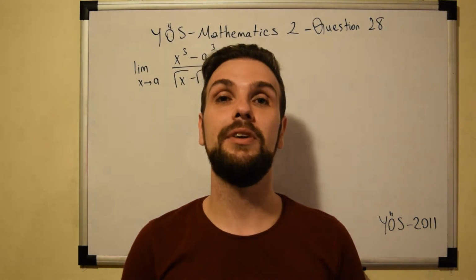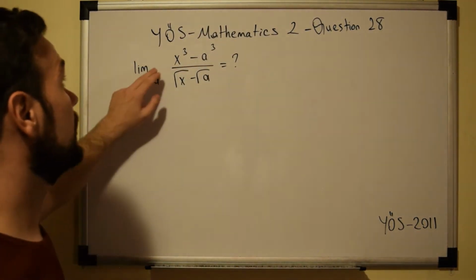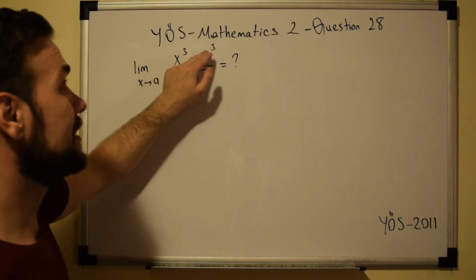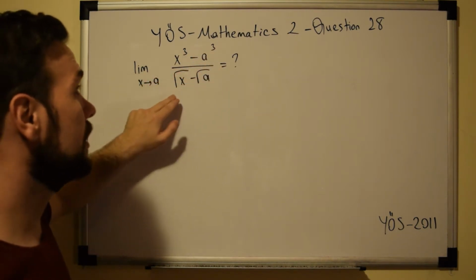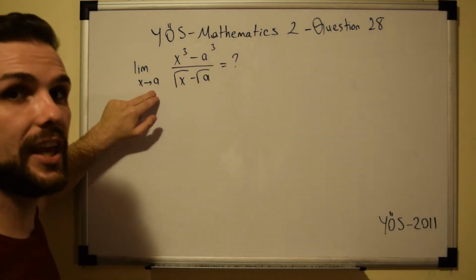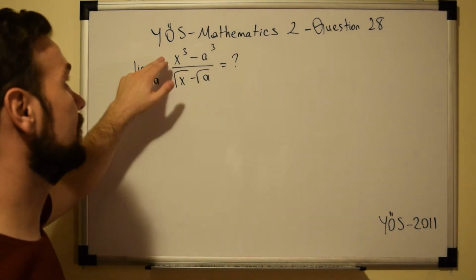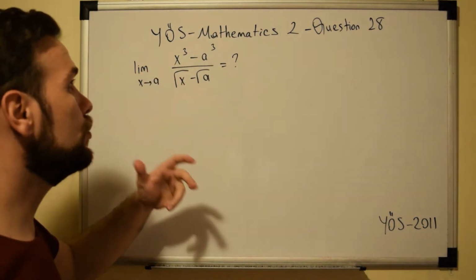Welcome to question number 28. In this question we have the limit of x to the power of 3 minus a to the power of 3, over square root of x minus square root of a, as x approaches a. Now the mistake that many students make is to just substitute the value of x for a. If we do so, what will we get?